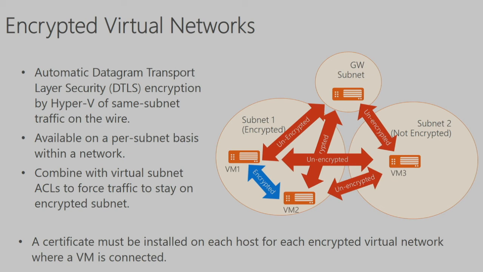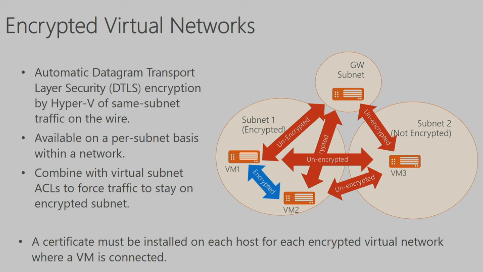So encrypted virtual networks, like I said, encrypts within the same subnet. You see a lot of red arrows. Those are the paths that are not encrypted, including going to the gateway. So this is our first step towards encryption. We're going to expand what we're able to encrypt over the course of the next set of semi-annual releases. But here, at least as a first step, you enable encryption on a subnet.